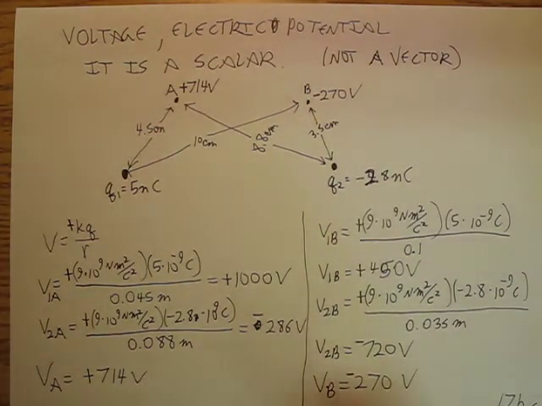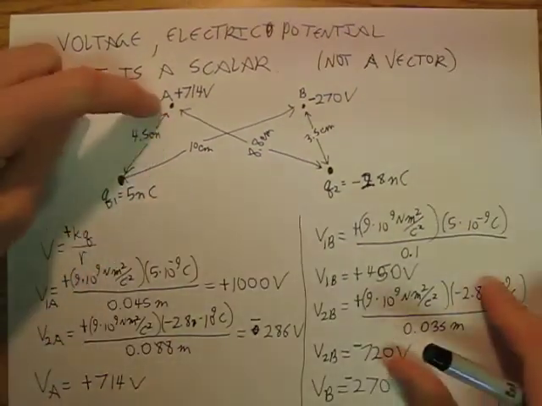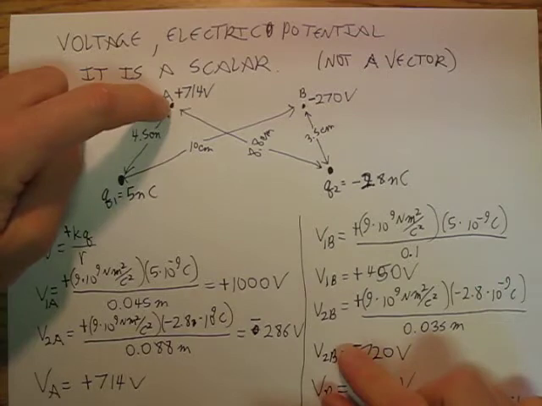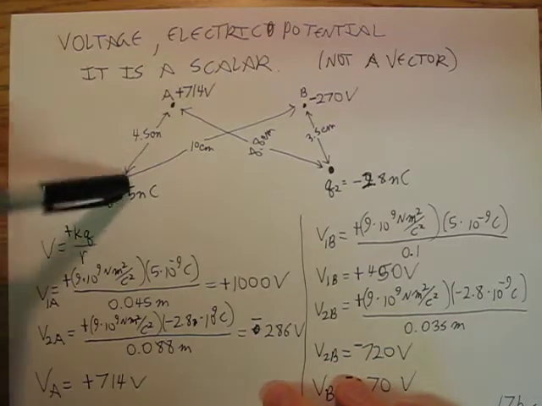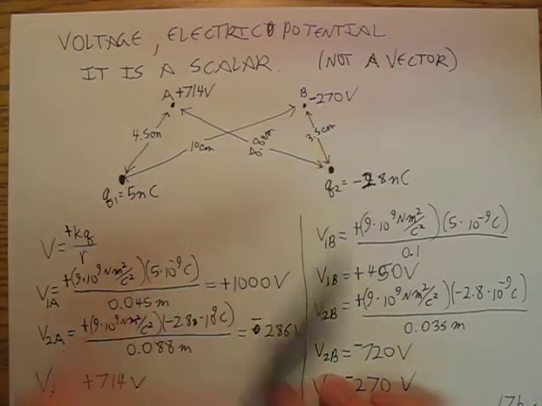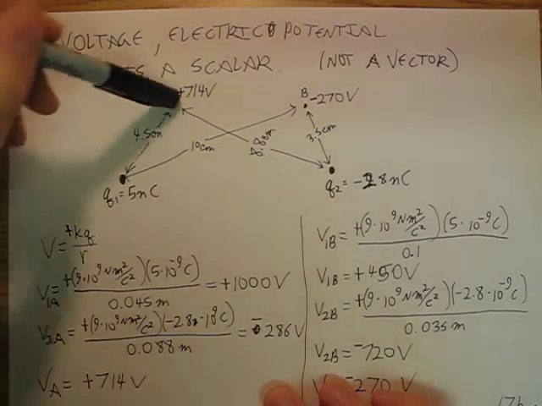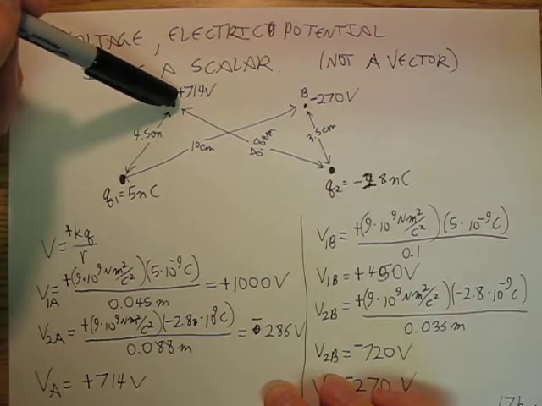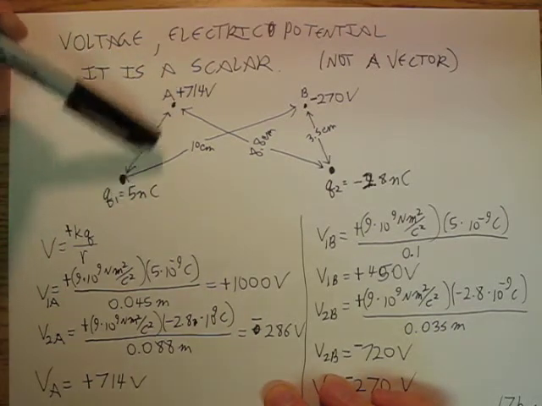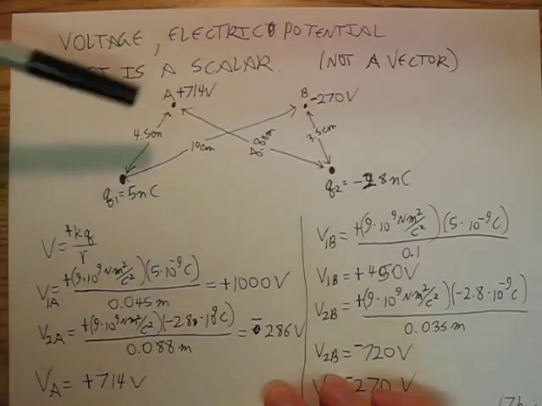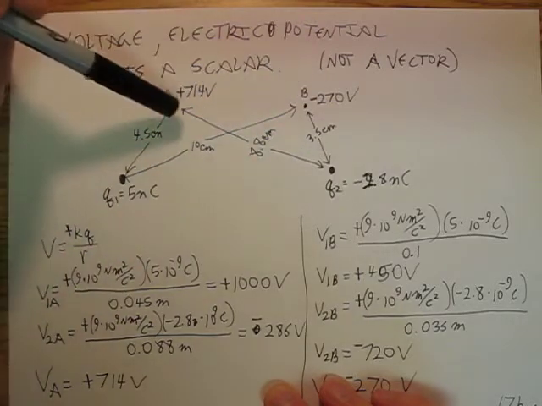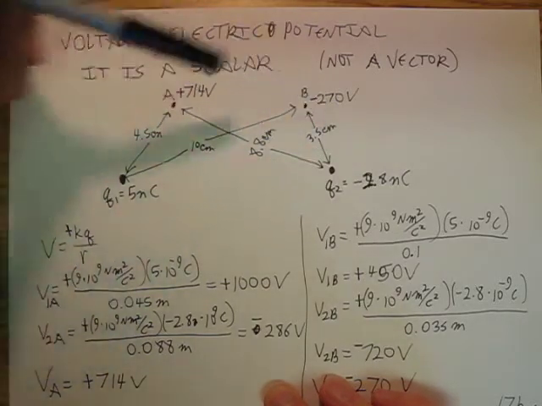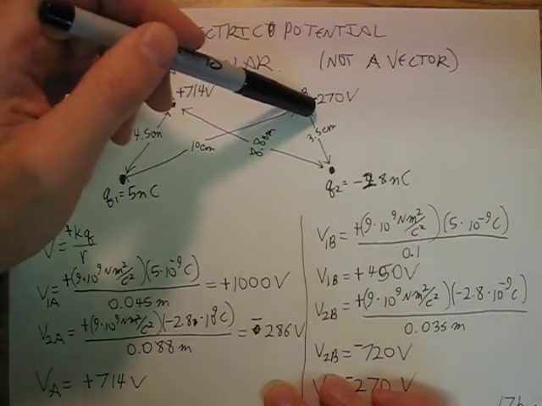if I have a positive charge, right now here I've got a positive charge, here I've got a negative charge. If I've got a positive charge that's in this position, it's going to want to run away from Q1 and it's going to want to run towards Q2. So if I take the positive charge and move it from this point to this point, it's going to lose potential energy and it's going to gain kinetic energy.